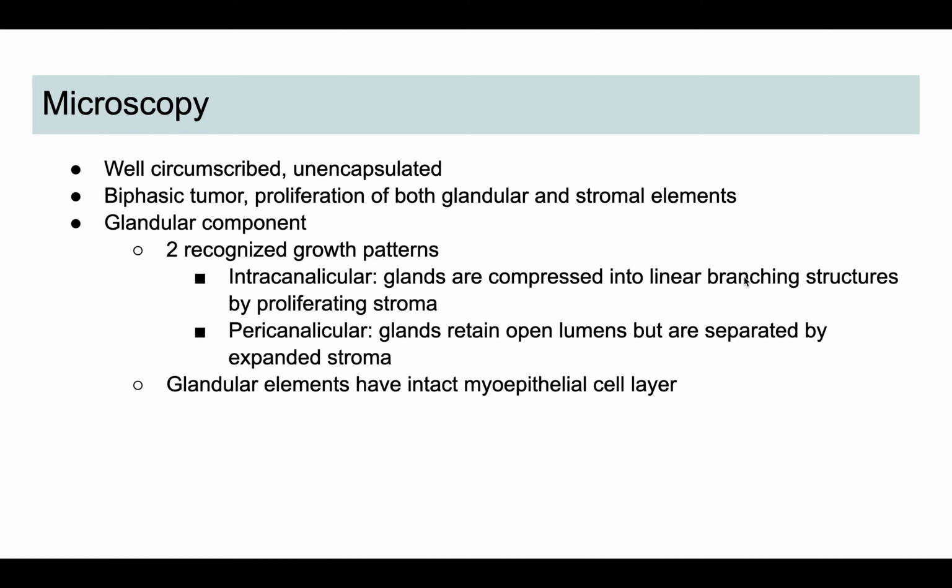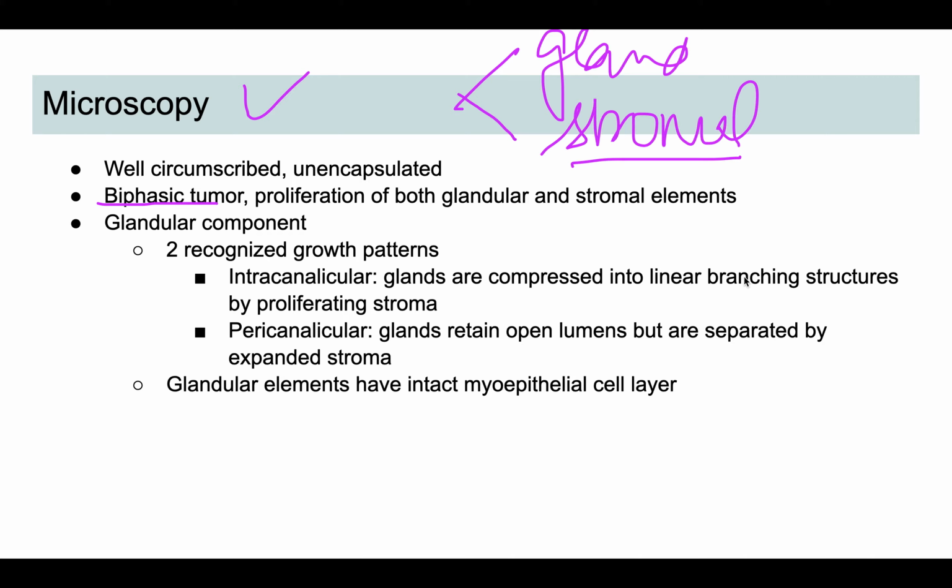Going to the microscopy. In microscopy, again, it is a well circumscribed tumor. It is not encapsulated, but it is very well circumscribed. As we already told, it is a biphasic tumor. That means there are two parts: a glandular part and a stromal part. In the stromal part there is almost uniform cellularity. But what about the glandular part?